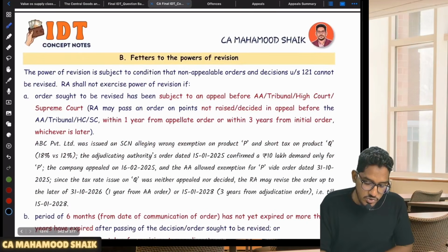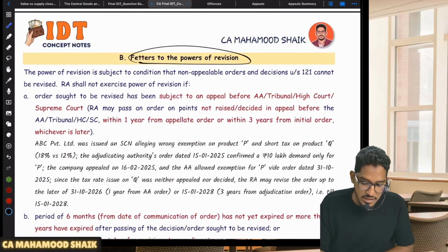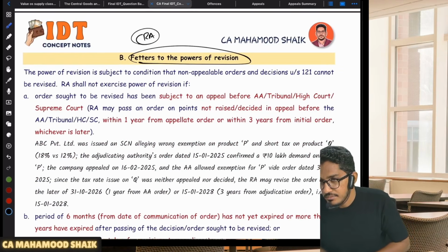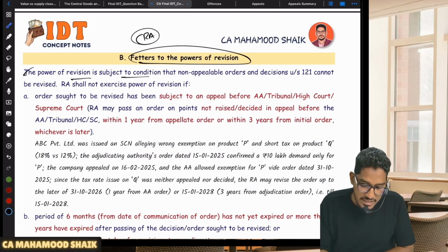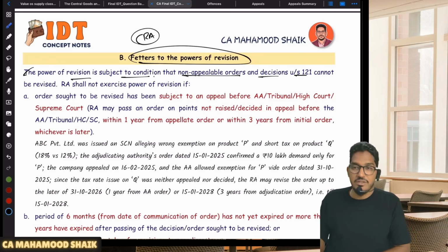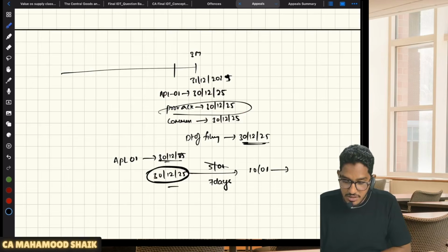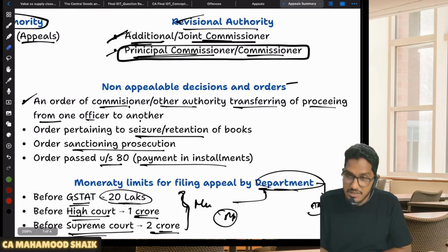Next, fetters to the provision of revision. Sir, what is it? That means in some cases the revisional authority can't exercise their revisional power. When? The power of revision is subject to the condition that non-appealable orders and decisions under section 121 cannot be revised. What are non-appealable orders? Just now we have seen, no? These are the four non-appealable orders under section 121. So for these four orders, they can't do revision.